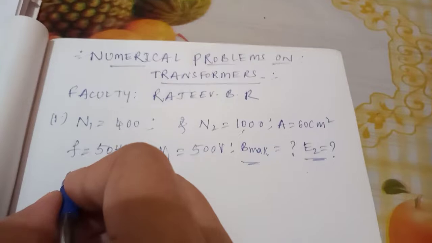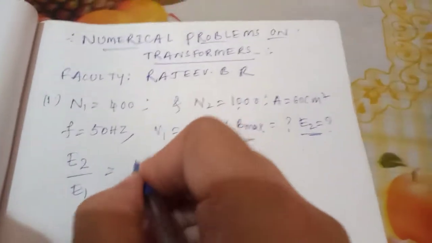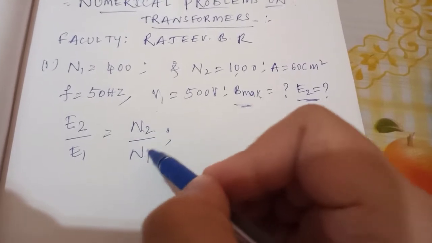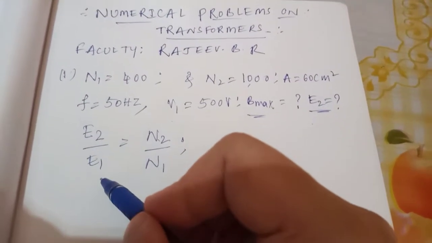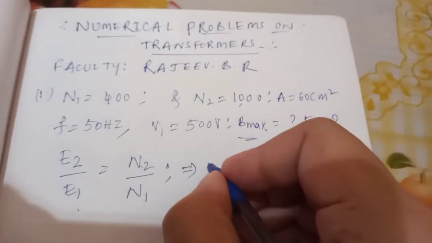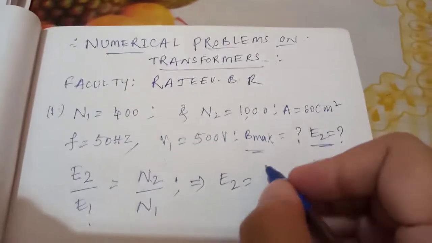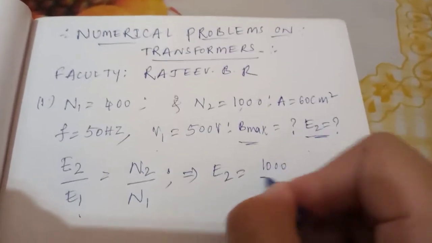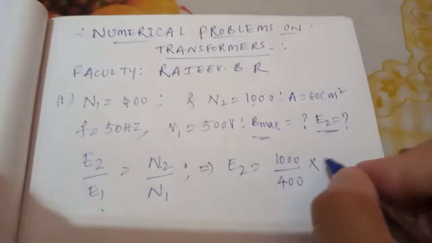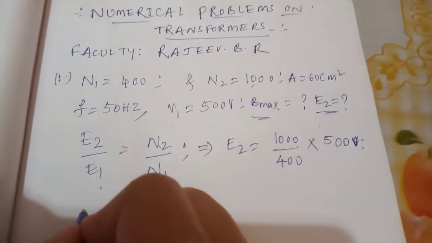We have the transformation equation E2 by E1 is equal to N2 by N1. You have already known this. In the problem, the data of N2 and N1 is given, and the primary voltage E1 is also given. So E2 is equal to N2 by N1 into E1, which is 1000 divided by 400 into 500 volt.